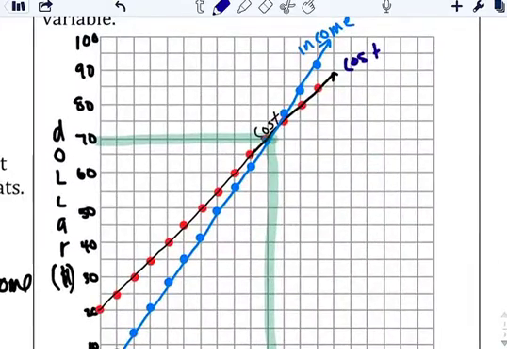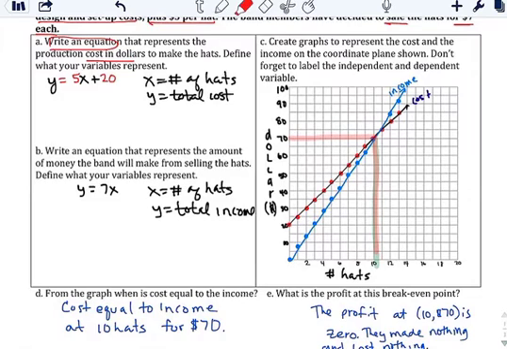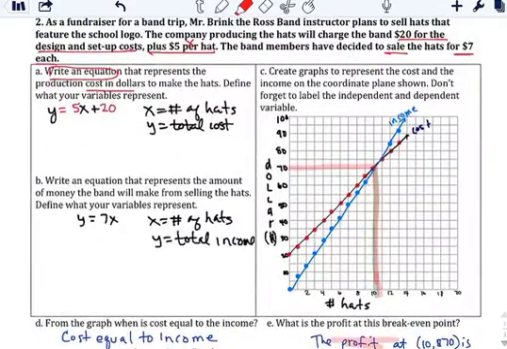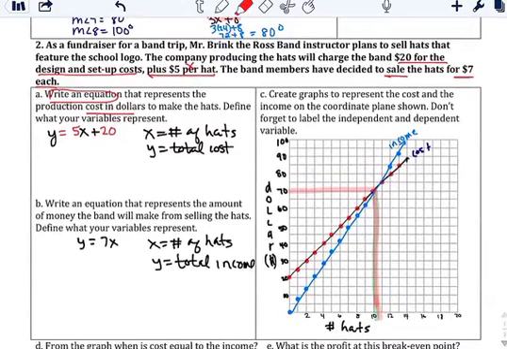Let me erase this right here. This is where they break even, as that's when the profit is 0. That's when the profit is 0. It means you're making nothing and you lose nothing. So all your labor is for free. Basically, that's how you do this.